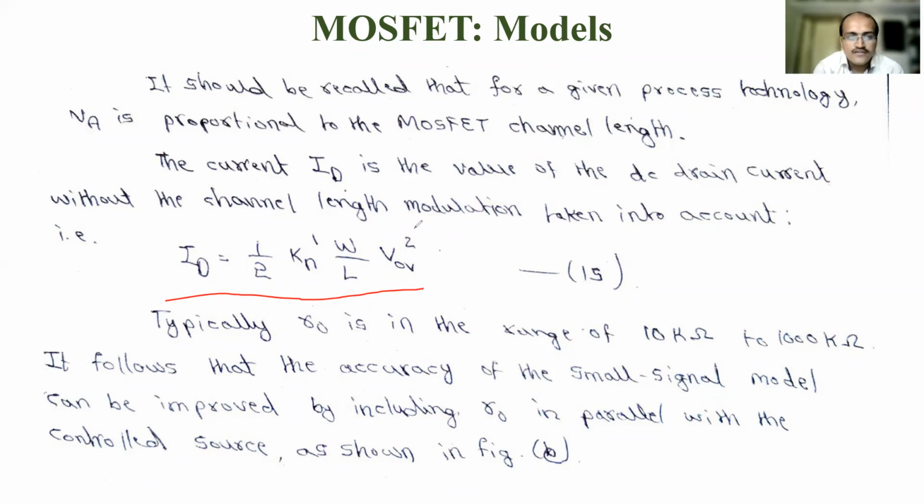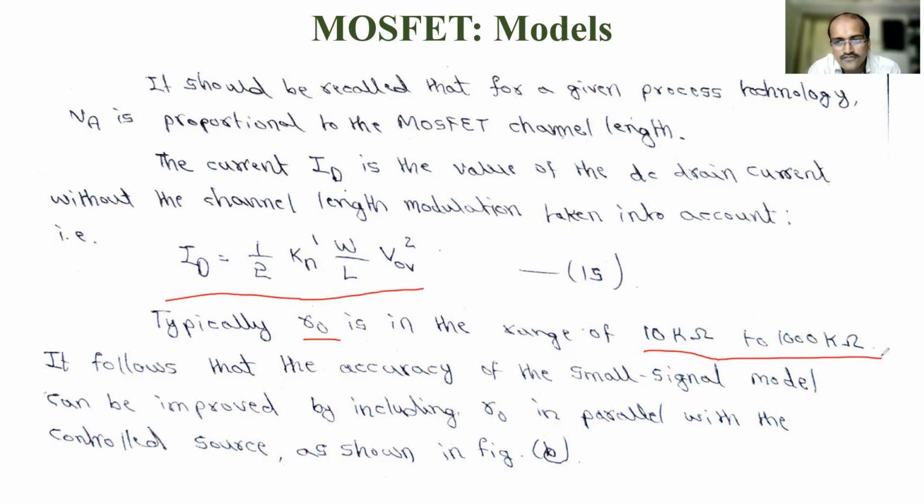Typically, what about R0? R0 should typically be in the range of 10 kilo ohm to 1000 kilo ohm. They have given the range of this value. So when you do the calculation, its value will come above 10 kilo ohm and less than 1 mega ohm, or 1000 kilo ohm, or 10 mega ohm.